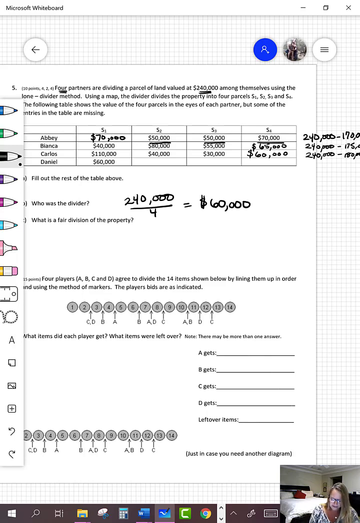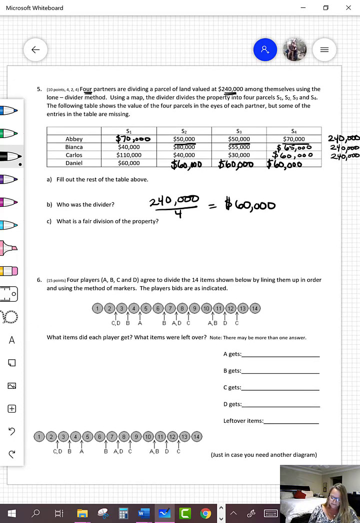Daniel will see that S sub 1 is 60,000, so he must have been the divider, and he would then have every piece of parcel worth $60,000. So the divider is always going to divide all the pieces equally, in the amount that he thinks is a fair share. So what is the fair division of the property?